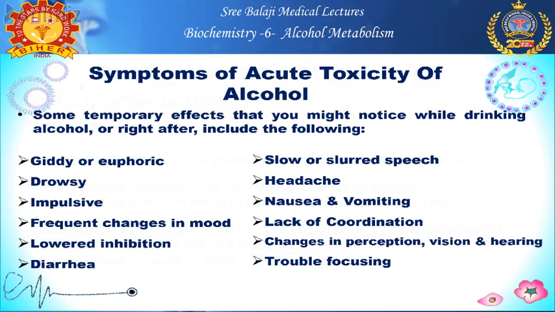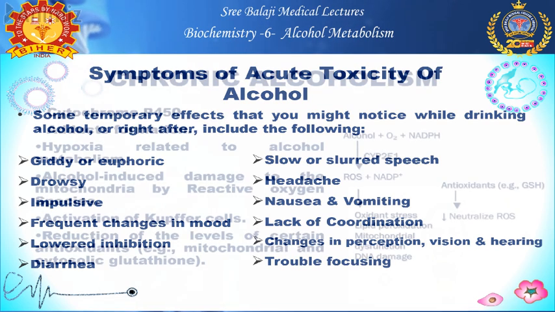So let's talk about the symptoms of acute toxicity of alcohol. Some symptoms may be felt during drinking, some will be after drinking. So a person may feel giddiness, relaxed or drowsy, may feel impulsive, frequent changes in mood, lowered inhibition, diarrhea, slow or slurred speech, headache, nausea, vomiting, lack of coordination, changes in perception, vision and hearing problems, trouble focusing. So these are the commonest symptoms of acute toxicity of alcohol.